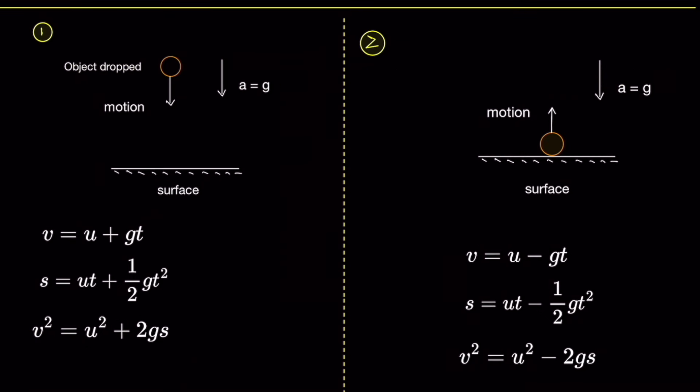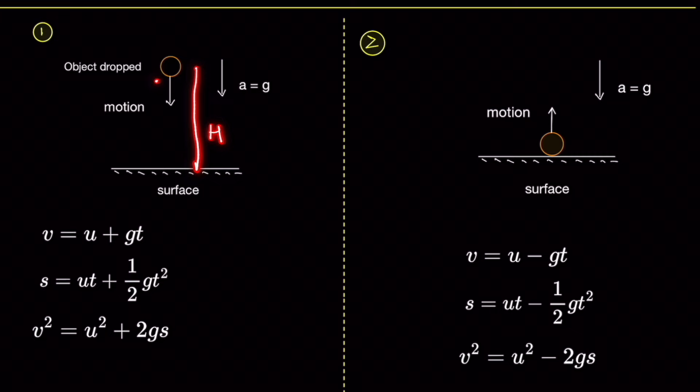Let's take an example. Here I took two examples, example 1 and example 2. In example 1, the body is placed at a certain height h and the body is dropped. So when the body is dropped, the motion of the body is in the downward direction, and the acceleration due to gravity is always in the downward direction. So both motion and acceleration due to gravity act in the same direction. So in this case, v is equal to u plus gt, s is equal to ut plus half gt square, and v square is equal to u square plus 2gs.